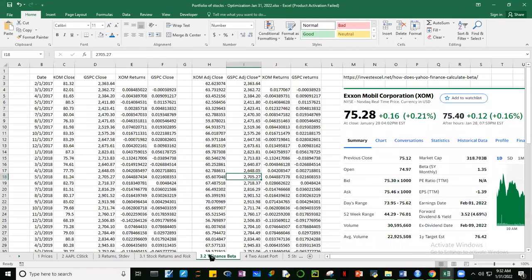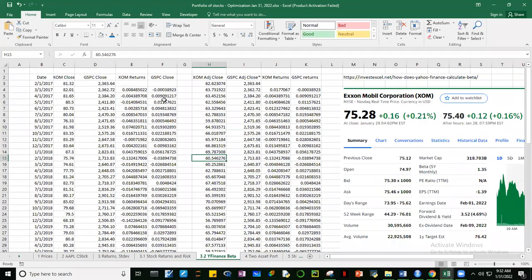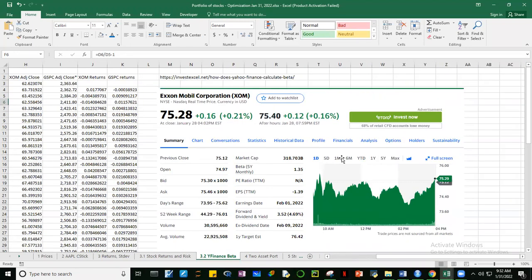Now we learned how to look at Yahoo Finance and look at the beta. I'm including this worksheet as a reference for you. This morning I got the ExxonMobil stock. The ticker symbol is XOM. The beta, according to Yahoo Finance, is 1.35, and it's 5-year monthly data.